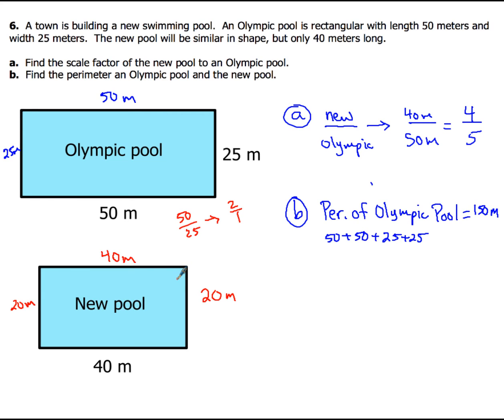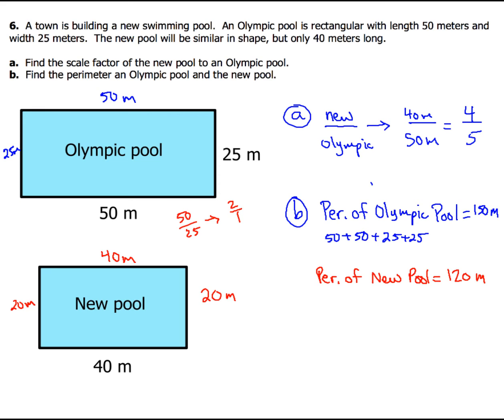So again, when you go to find the perimeter of the new pool, you just add everything up around. You just got to take your time, make sure you add up the numbers correctly, and you are golden. So there you have it. The perimeter of the new pool is 120 meters. And again, don't be lazy. Make sure that you write in your unit on there, because you have to have the unit, because that measures distance or length around the outside of our pool.